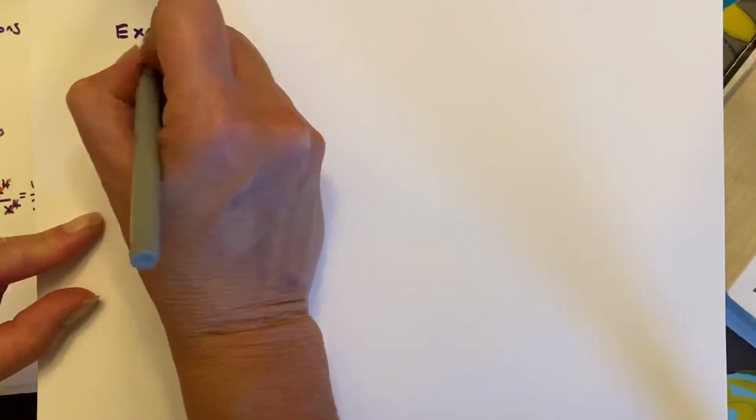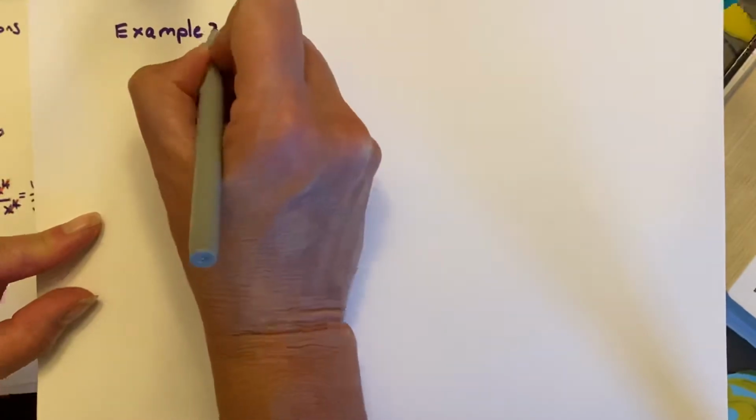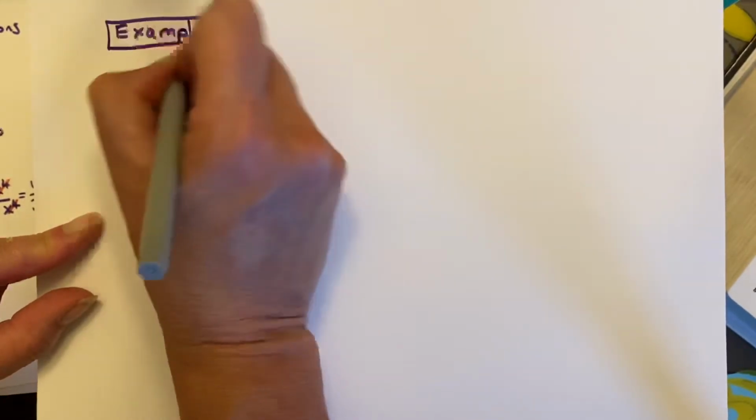Let's begin with example 3. This is just continued iteration of what we've been doing, which is multiplying rational expressions. And right after example 3, I'm going to jump into dividing rational expressions.